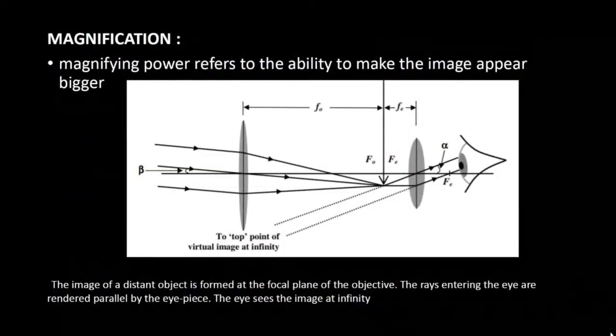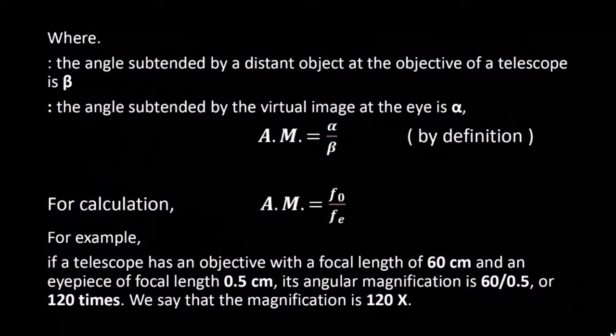So the first one would be magnification, and from optics we know that the magnifying power of a telescope refers to its ability to make the image appear bigger. In the figure, the angle subtended by the distant object at the objective of the telescope, let it be beta, and the angle subtended by the virtual image at the eye is alpha. Okay, next slide.